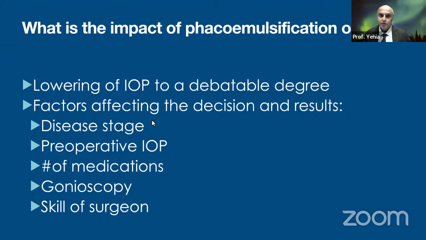Usually, we know by now that the higher the preoperative intraocular pressure, the more the pressure-lowering effect of phacoemulsification. Number of medications: if a patient comes with a cataract on multiple drug therapy, this may be a good candidate for combined surgery. So a lot of things should be considered in that regard. Gonioscopy, of course, to verify which type of glaucoma, and the skill of the surgeon is a really important factor that can affect much the safety of the surgery.